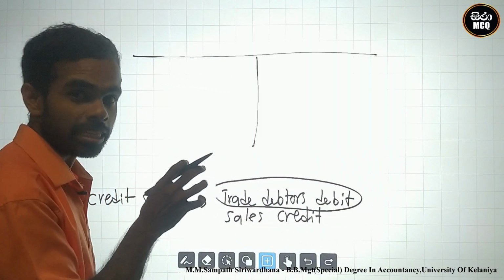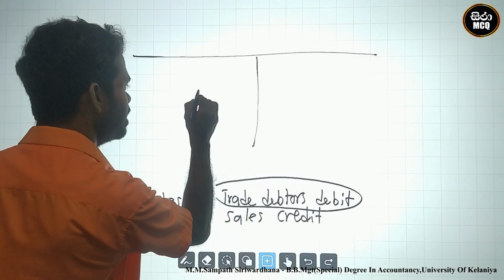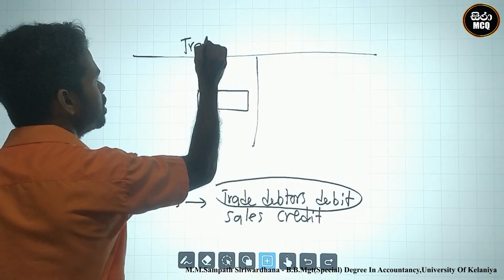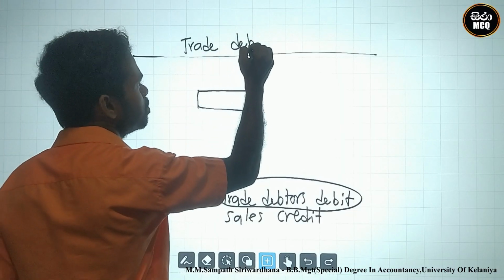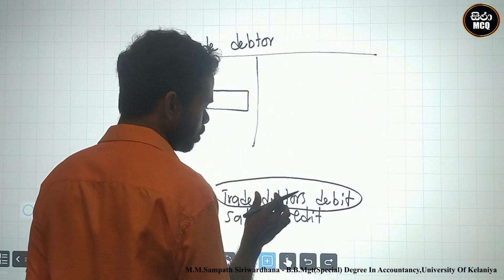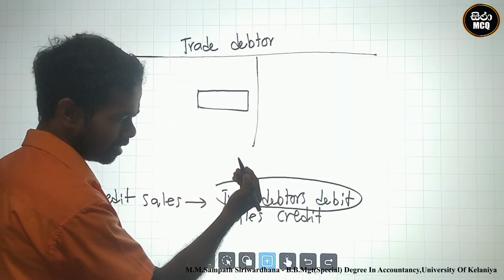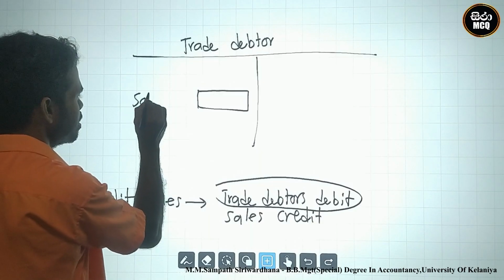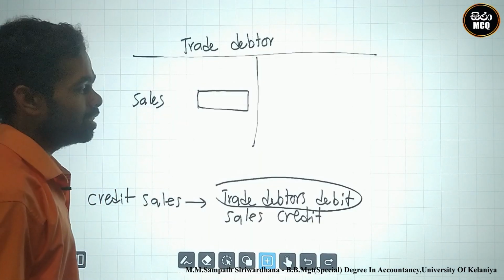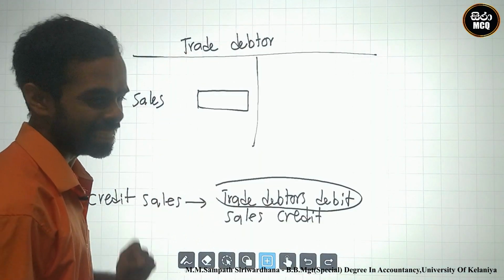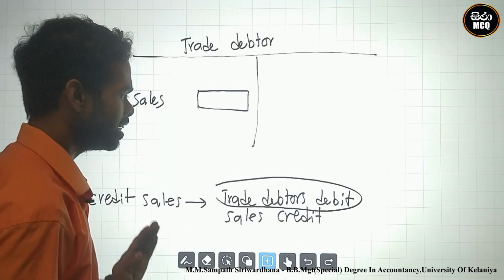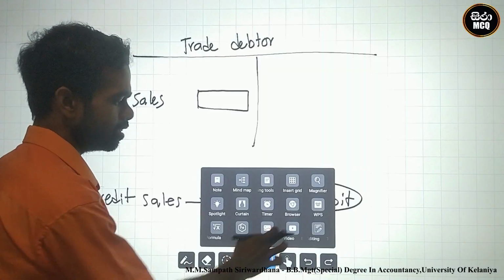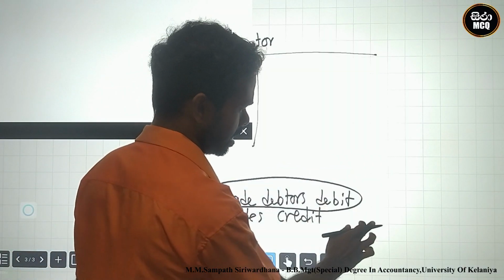Therefore, using the trade debtor account, the debit side is trade debtors and the credit side is sales. This is the trade debtor account. Trade debtors debit, sales credit. This is the credit sales. Using the trade debtor account, we can find the credit sales.